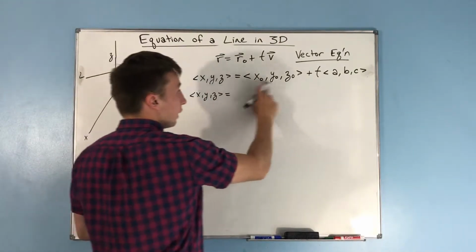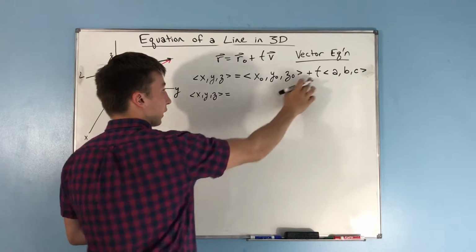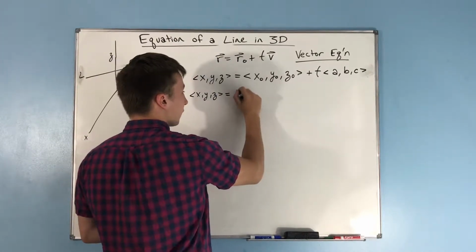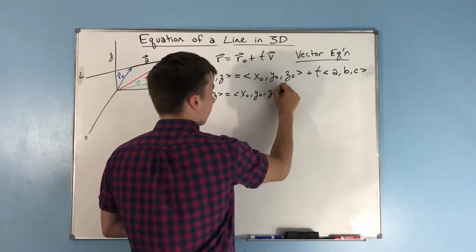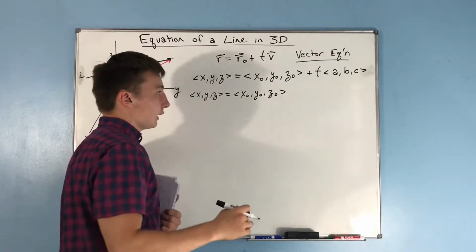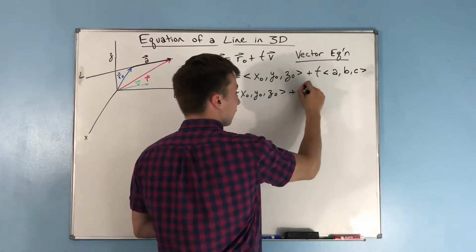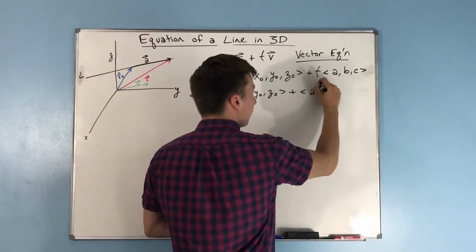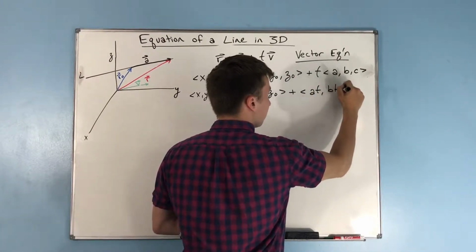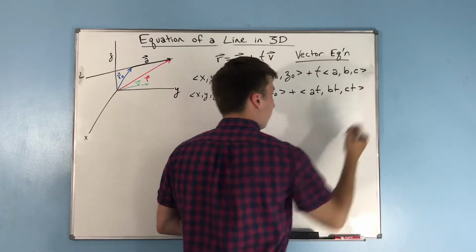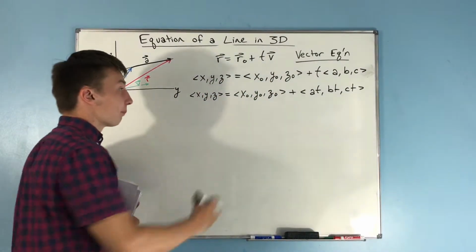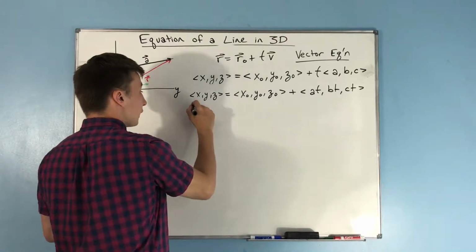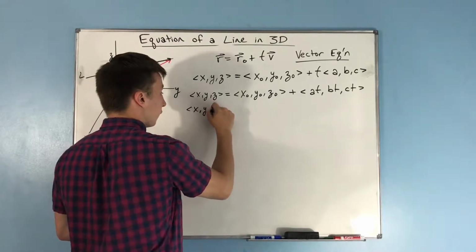equals, let's just do a scalar multiplication here. Let's multiply this t through. This is something that we know how to do. We get still x naught, y naught, z naught, plus the vector at, comma bt, comma ct. So all we did was multiply that t through. Let's do another step. Let's do some vector addition.